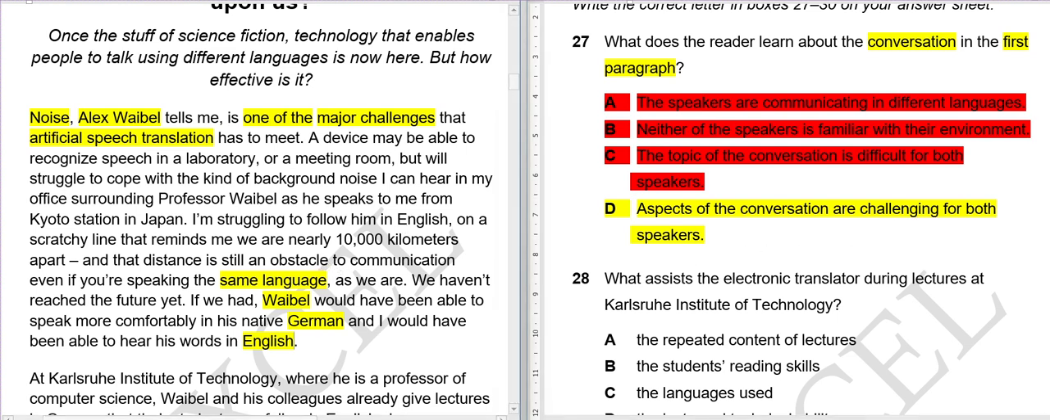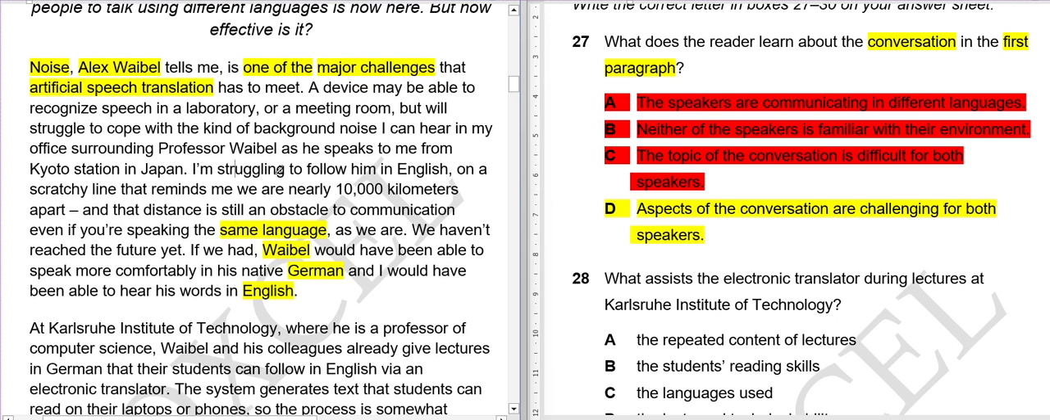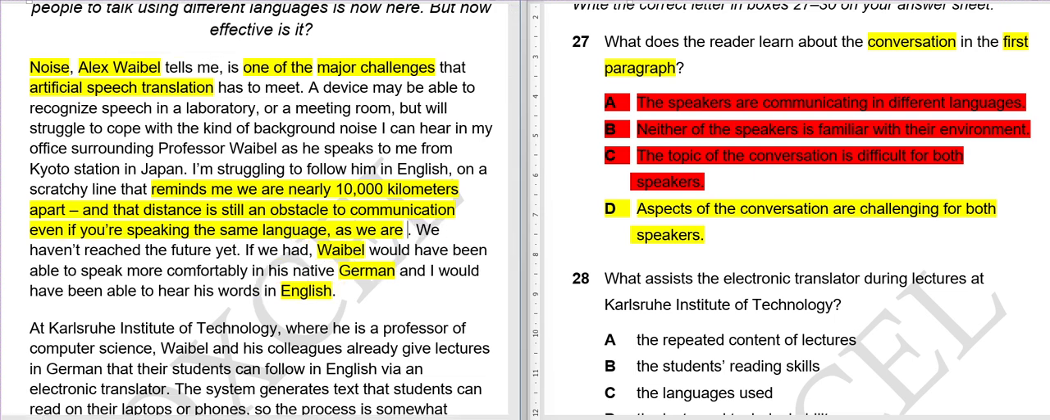Why? Because, let me highlight it with yellow, here it is saying that I am struggling, and this reminds him that we are nearly 10,000 kilometers apart, and distance is still an obstacle to communication even if you are speaking the same language as we are. Let me just write the location here.